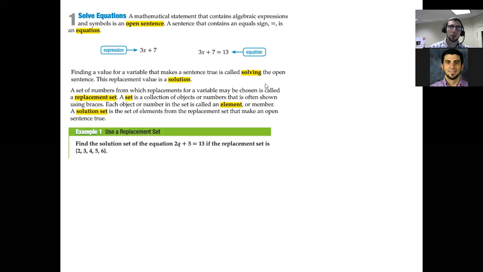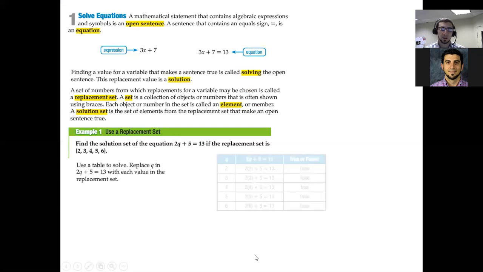Find the solution set of the equation 2q plus 5 equals 13 if the replacement set is {2, 3, 4, 5, 6}. Notice how they put 2, 3, 4, 5, 6 in braces, and that is the replacement set. That is the set of numbers that we are going to test to see which one makes this equation true. Whichever one does, that is the solution set. We're going to use a table to solve, and we're going to replace q in that equation with each value in the replacement set.